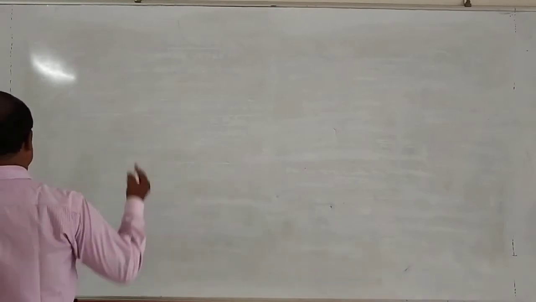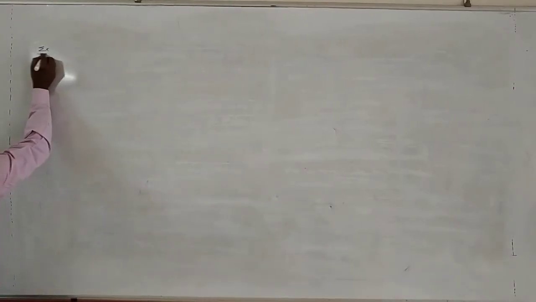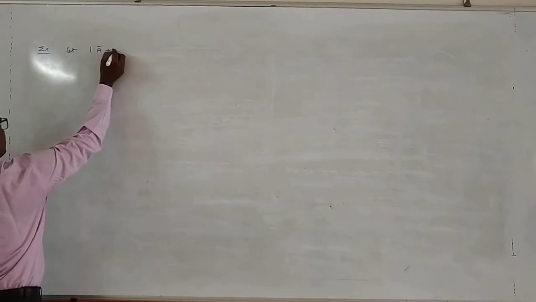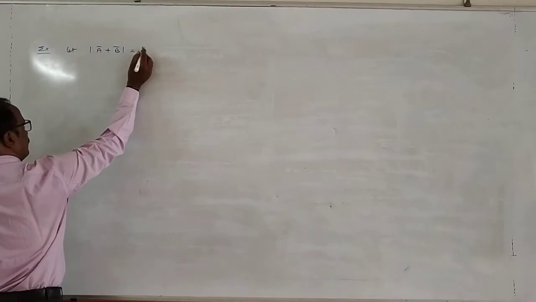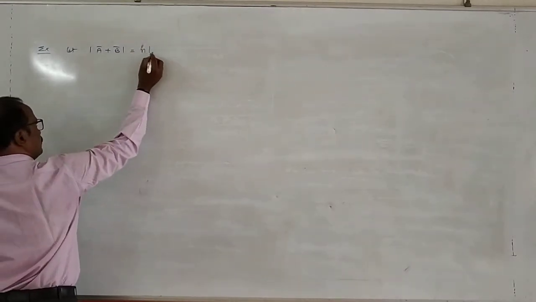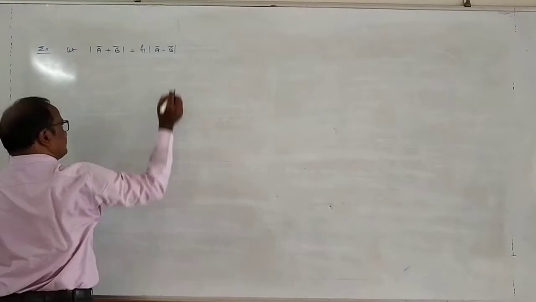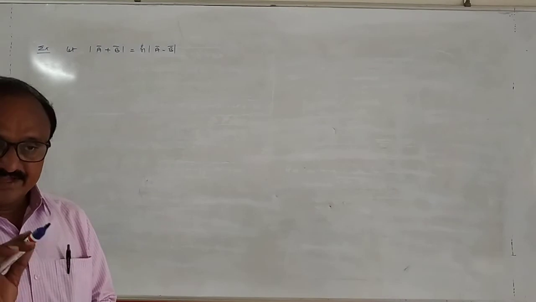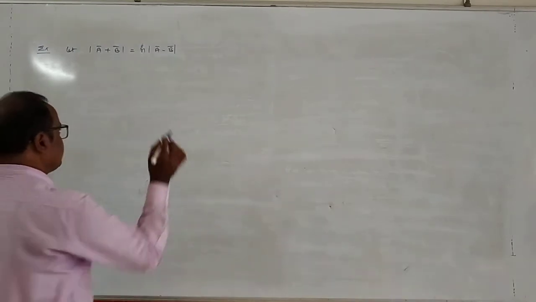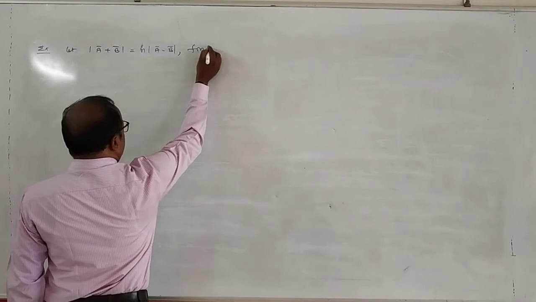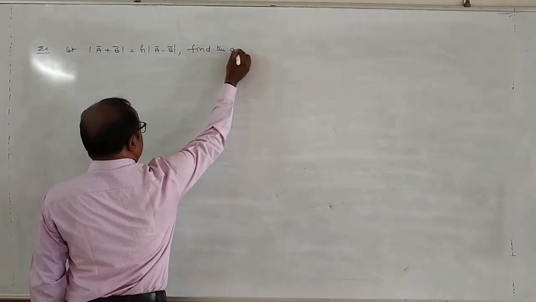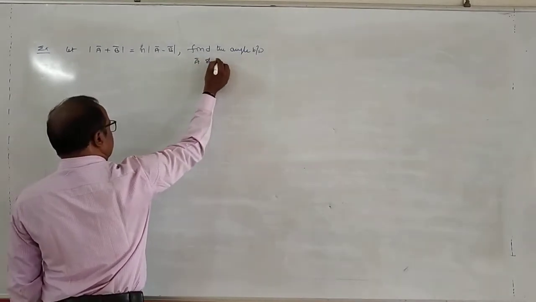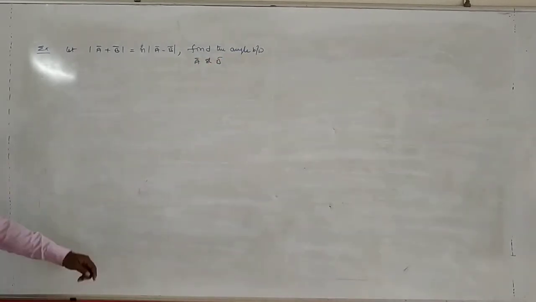See here, next one more example. Let modulus of a bar plus b bar be equal to n into modulus of a bar minus b bar. This is the given data. Find the angle between a bar and b bar.